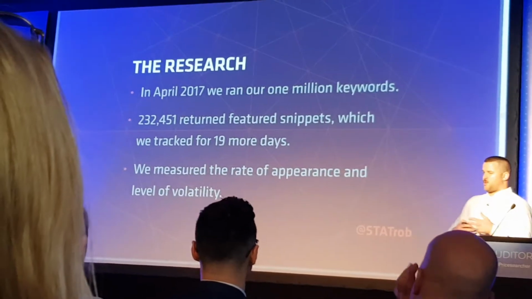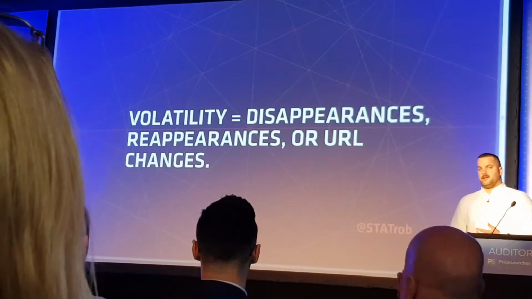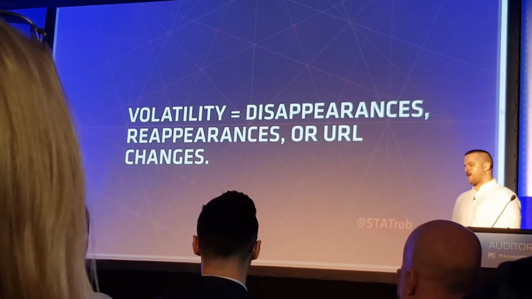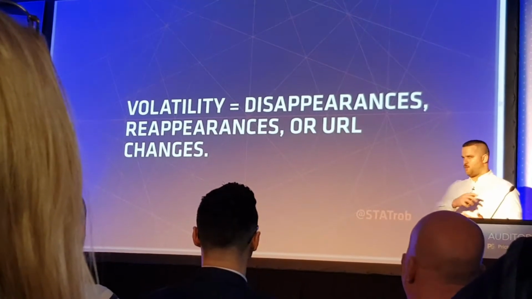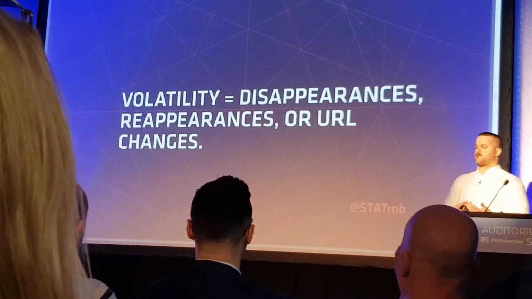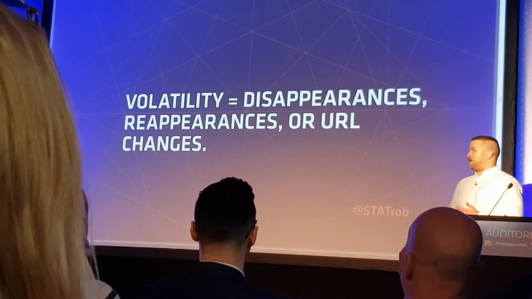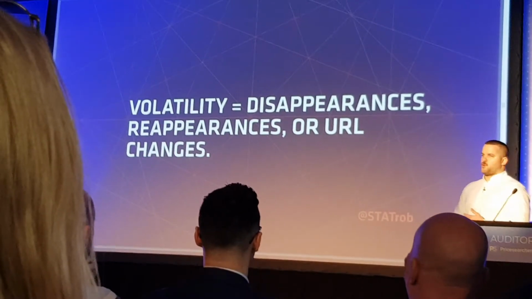So in total, we had like 20 days of data and some 4 million snippets to analyze. And we created volatility scores and appearance scores. Now, a snippet can have volatility if it does one of these three things: if it disappears from the SERP, if it reappears after it disappears, or the URL changes. Appearance is really simple. It's the number of days out of 20 that it appeared.